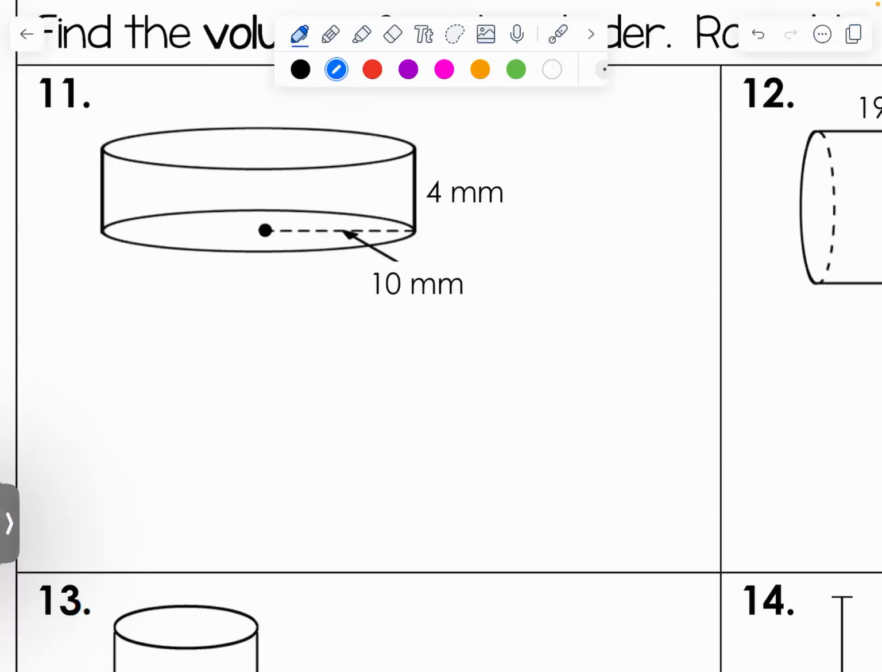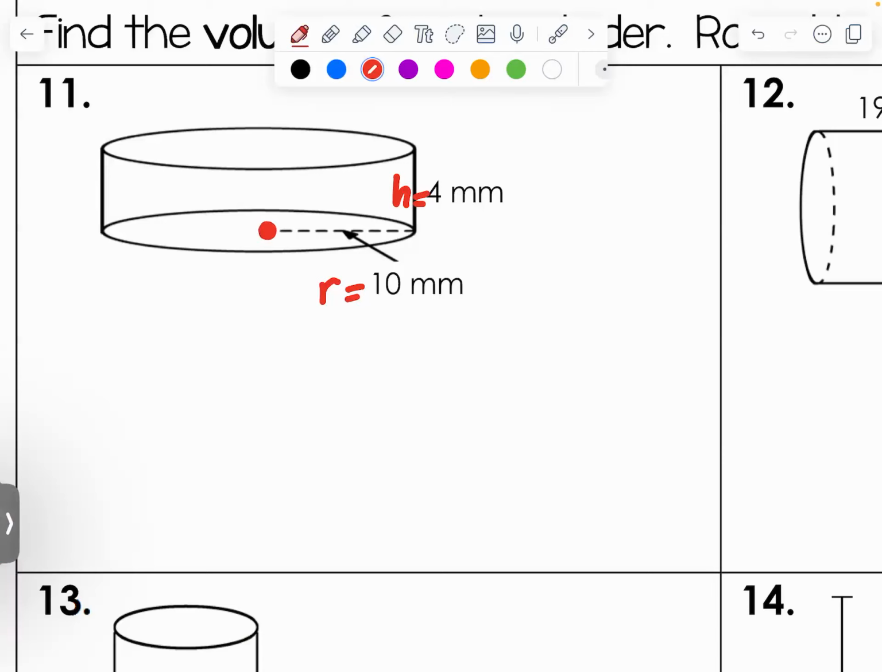Tony, which one is the radius? Okay, Tony says the radius is 10, which means the height is 4. Let's talk about how Tony knew that 10 was the radius. What is something we need to look for to figure out that that's the radius? Sophie. Okay, the dotted line. And what is that dotted line connecting? The dot in the middle.